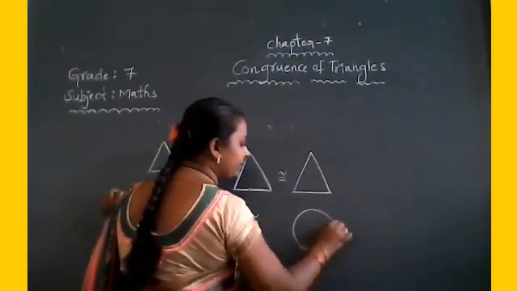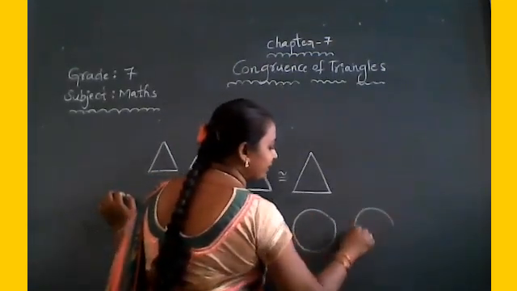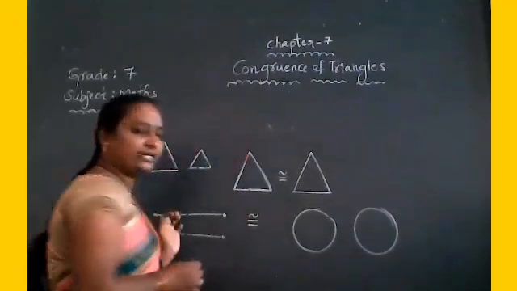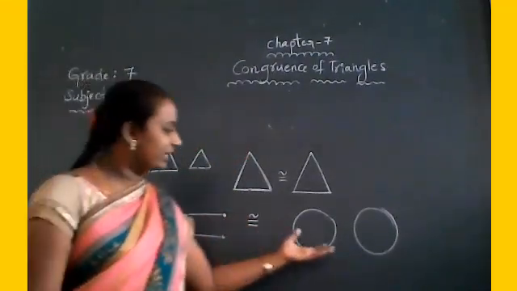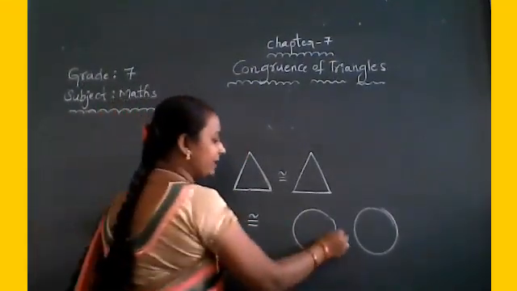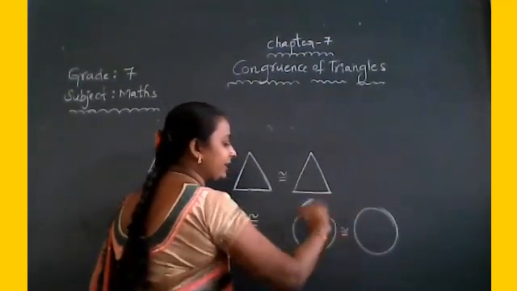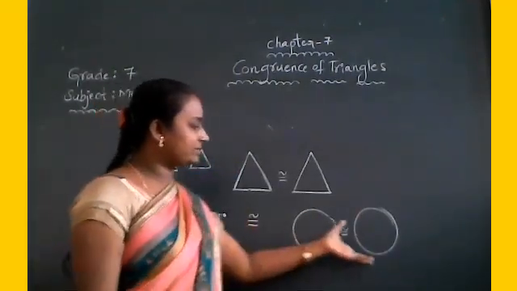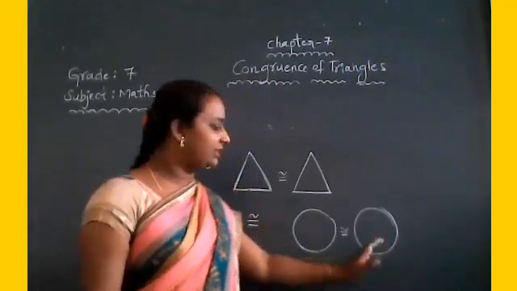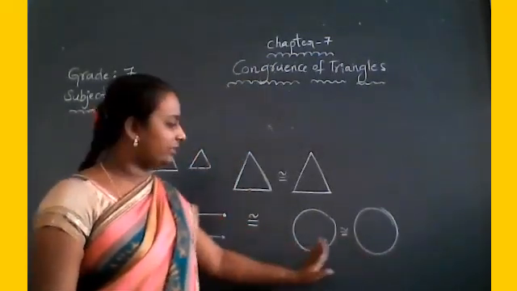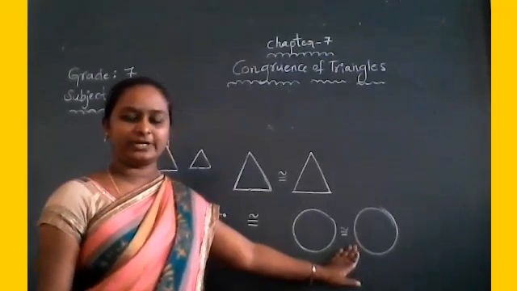I am taking a circle here. Tell me, are these two circles in congruence? Yes. They have the same shape, same size, same length. How much space does it occupy? The same. This circle also occupies the same. Then we can say the two circles are in congruence.